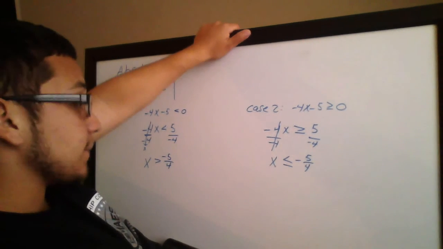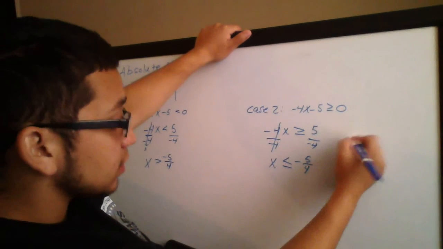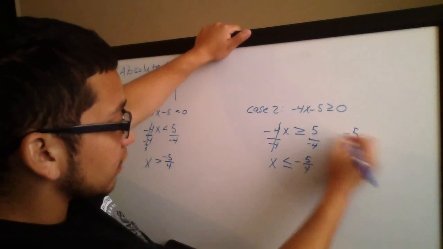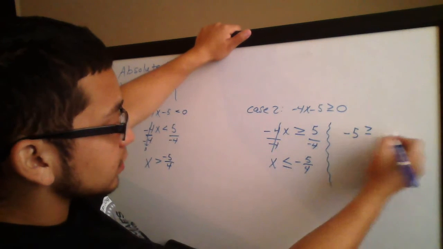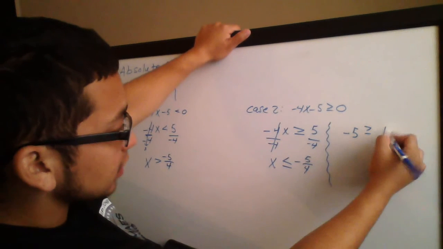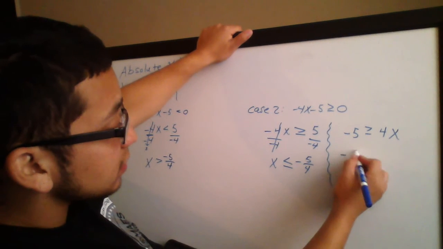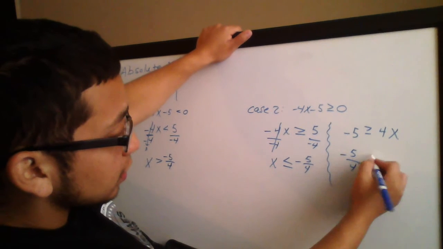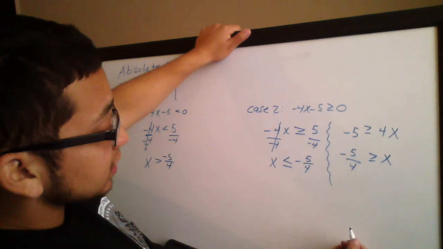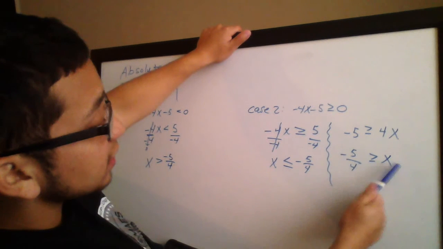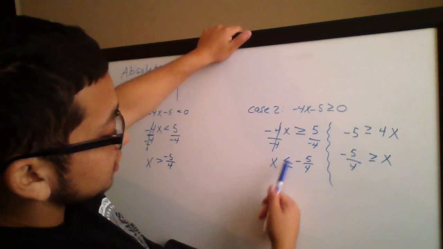So again, I'll show it to you this time moving the 4x to the other side first. So I have minus 5 is greater than or equal to, move the minus 4x to the other side, positive 4x. Then divide by 4, minus 5 over 4 is greater than or equal to x. So that gives me the exact same answer: x is less than or equal to minus 5 over 4.